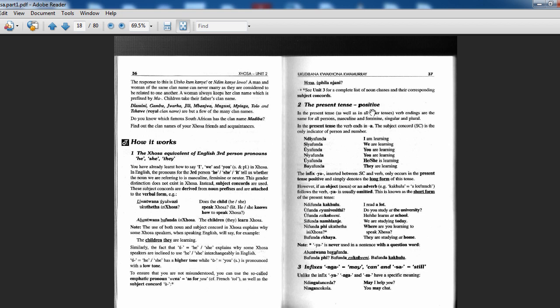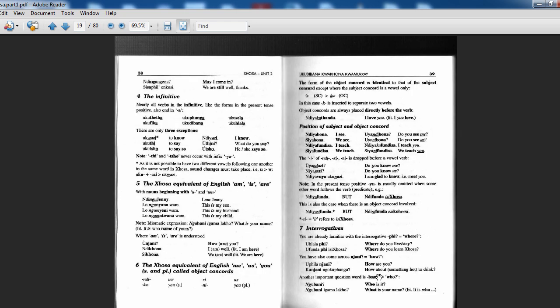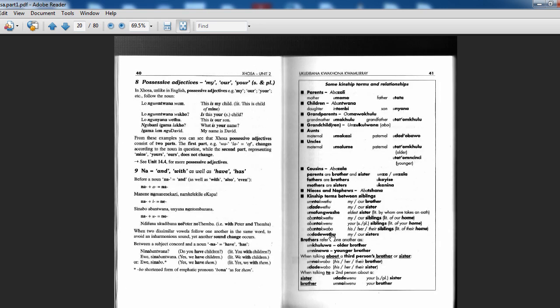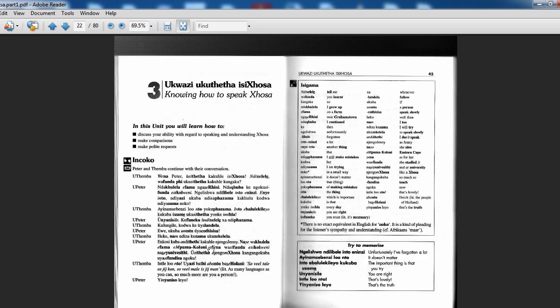2, present tense, positive. 3, the nga infixes, may, can, and sa for equal still. The infinitive for 4, interrogative 7. Okay, 8, possessive adjectives. Like I said, just go through here and familiarize yourself with them. Take notes if you need it. Then 9, you have the na equals and, with, have, has, and that was the last one.